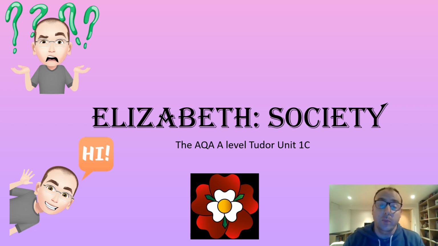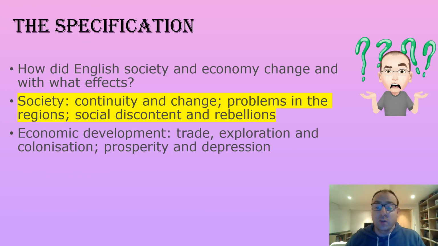In this video we're going to be looking at society under Elizabeth I. This is designed for A-level history, in particular the AQA unit 1C. Now the specification tells us a couple of things really.